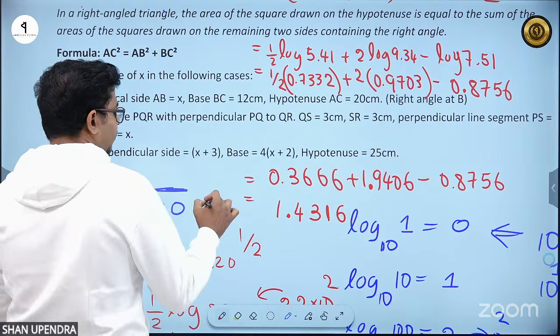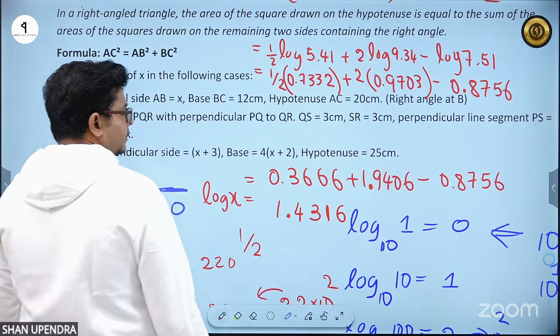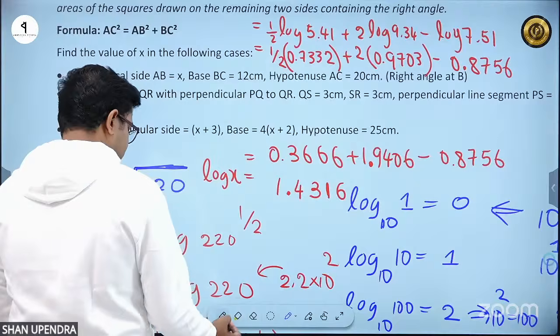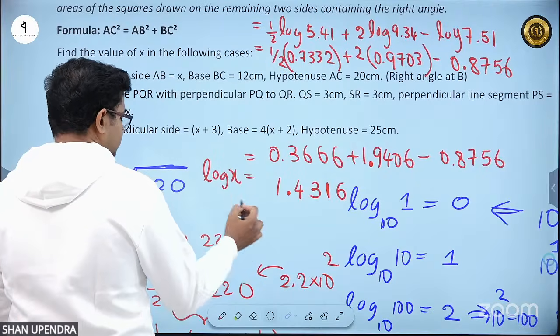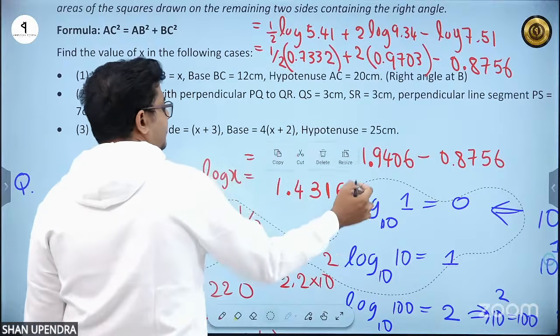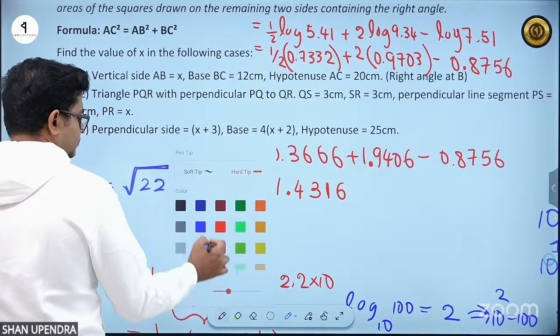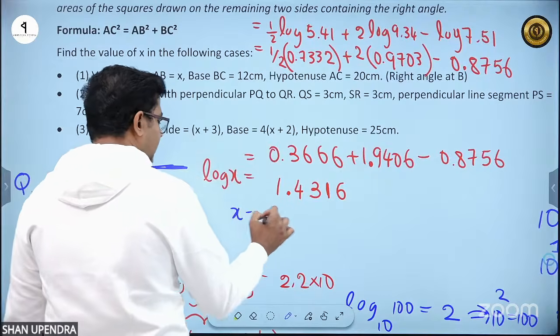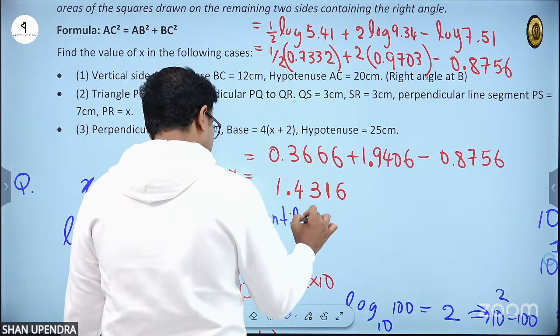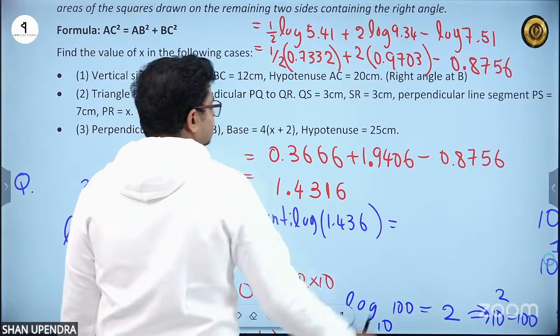So this is the log x. Now I need the x. So how do you find the x now? Antilog of this one, because my goal is to find the x.